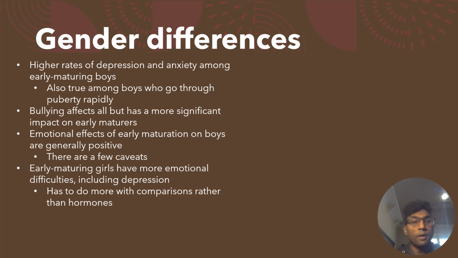So in contrast to the generally positive impact that early maturation has on the emotional well-being of boys, even though I talked a lot about the negatives, in general it's well known that there are positive impacts. But in contrast to that, it is well established that early maturing girls have more emotional difficulties than their peers, including poorer self-image and higher rates of depression, anxiety, eating disorders, and panic attacks. And you would think these difficulties have something to do with hormones, but they're actually more to do with the ways in which looking different from their peers affects girls' feelings about their appearance and their relationships with other adolescents.